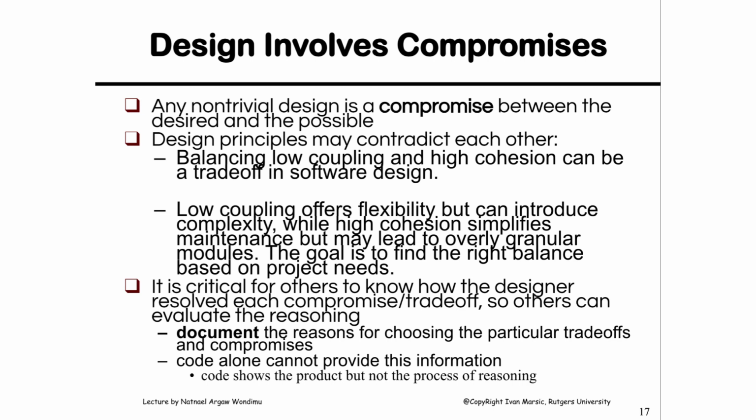So that being said about the need to balance between these contradictory design principles, it's also critical for others to know how the designer resolved each compromise or trade-off, so some new person coming to that project can evaluate the reasoning. So for that, documentation is very important in addition to the code itself. Okay, so as a software engineer, you should really give much emphasis to documentation, commenting, building wiki files, and version control systems in general.